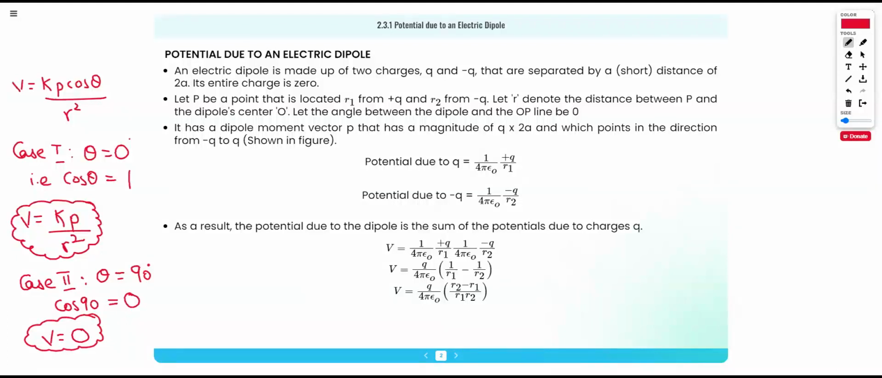Now case 3. In case 3, if our theta is 180 degrees, what is the meaning of theta 180 degrees? Shraddha? Prithviraj? Yes, cos 180 is minus 1. Therefore, your value of V will be equal to minus K p over r square.